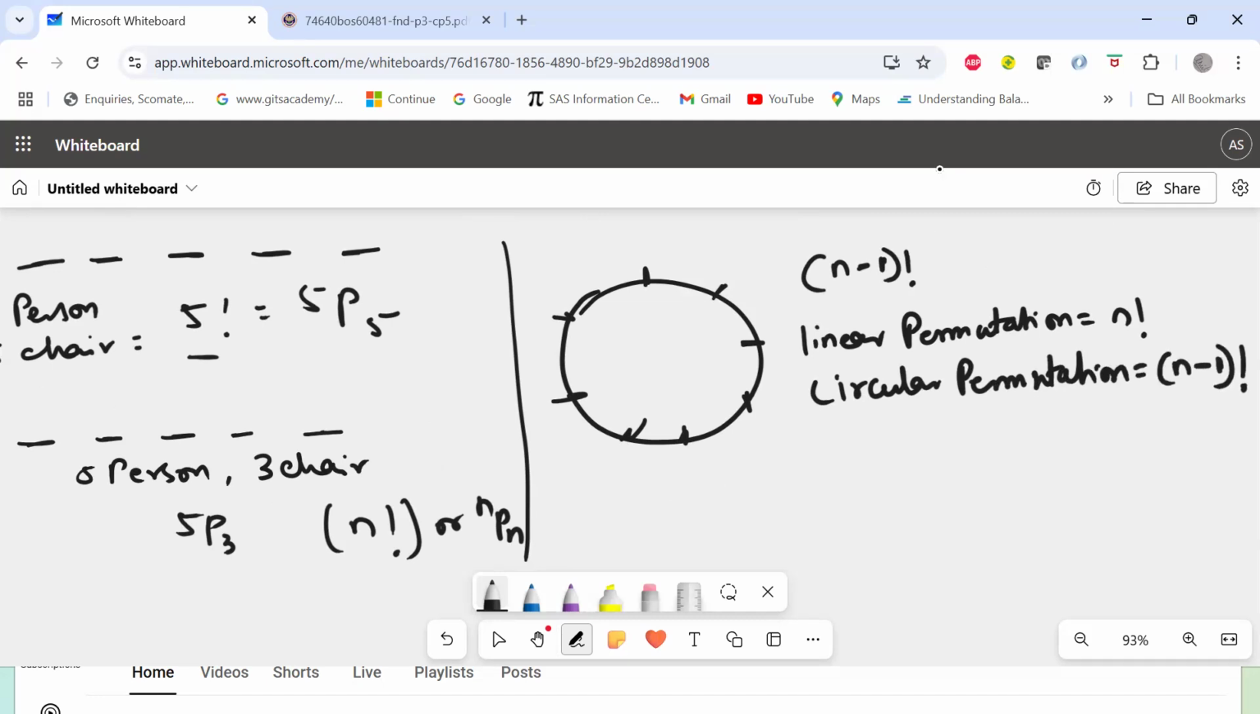Why n minus 1? Because in a circle, there's no starting point or ending point. So you can arrange the people, if they want to sit in a circle, in any possible way. There's no starting or ending point, nowhere you can direct the person. So imagine there are five persons and five chairs in a circle, the number of ways they can sit would be 4 factorial.